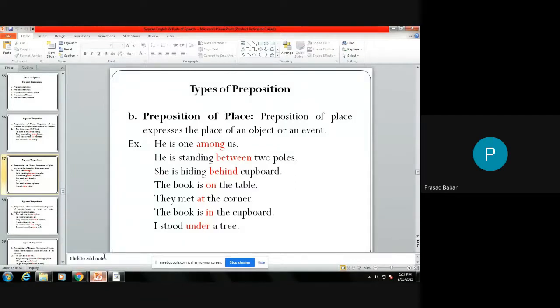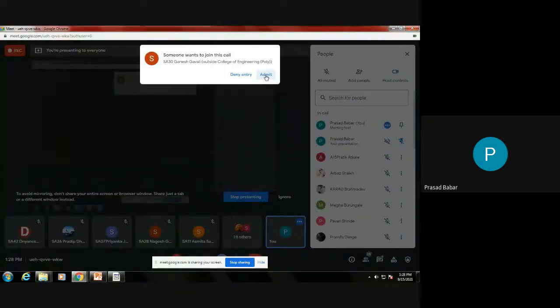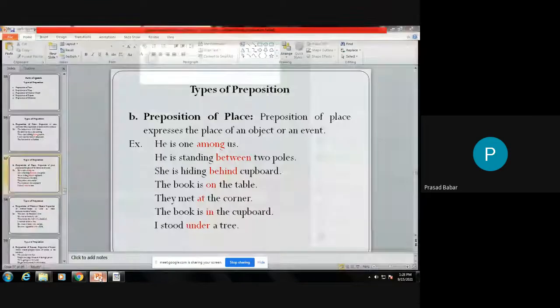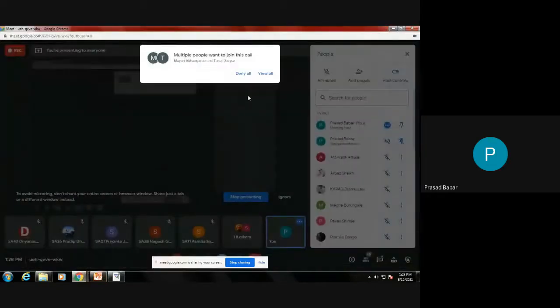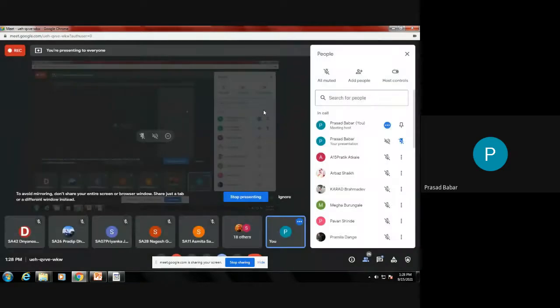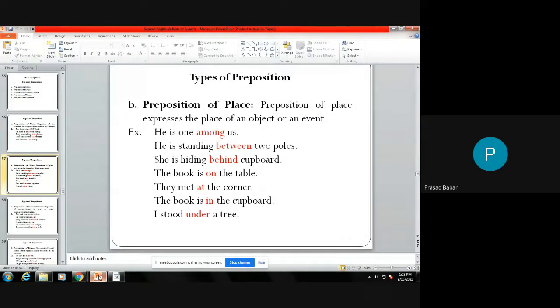We can identify it by the preposition of place. So a preposition of place expresses the place of an object, or it also expresses the place of an event, at which place that event is going on, or taking place. So this is about the preposition of place.